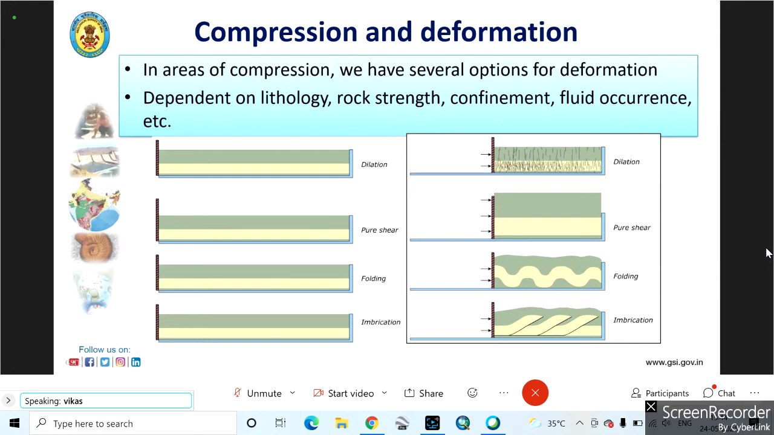In all these things, when sediments develop, some sort of compression can also act upon them. And in these compressive settings, different principles can be applied, like dilation, pure shear, folding, and imbrication. So due to dilation, you can get development of cleavages, and pure shear means no as such deformation, just compression will be happening, which is a very uncommon thing in the field, or in nature actually.